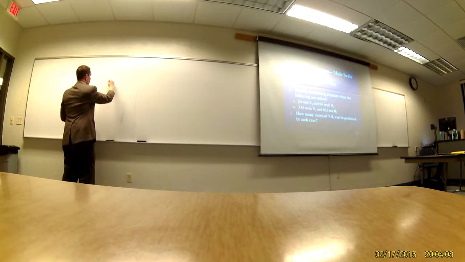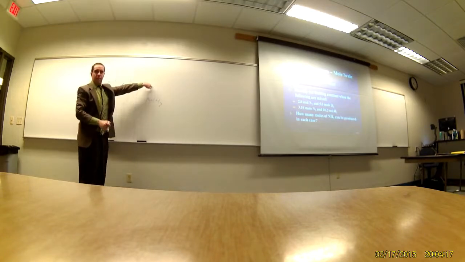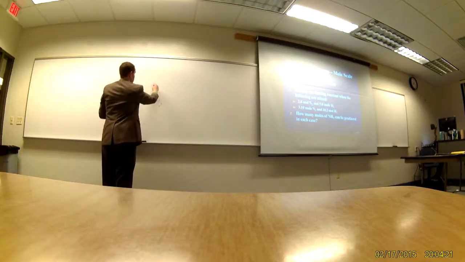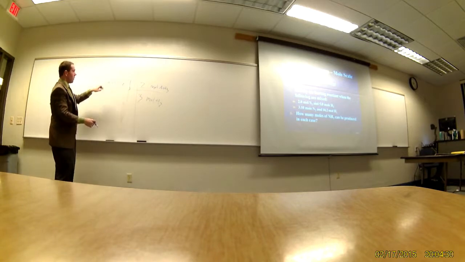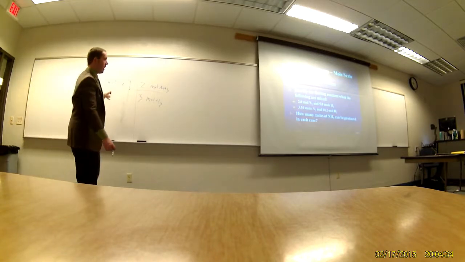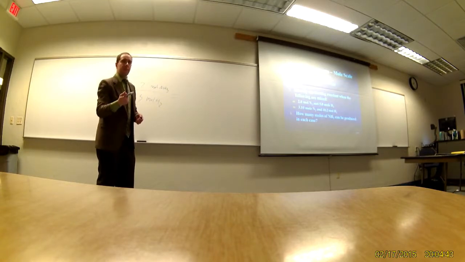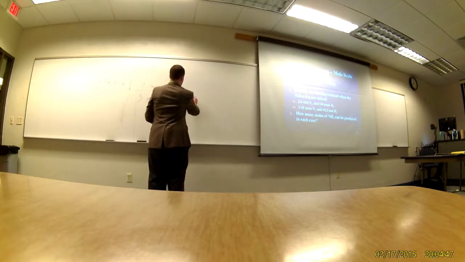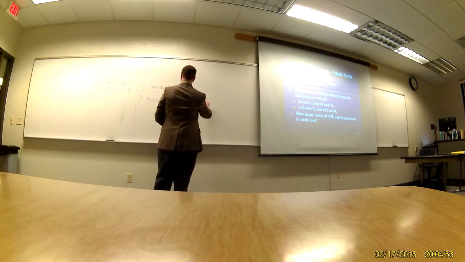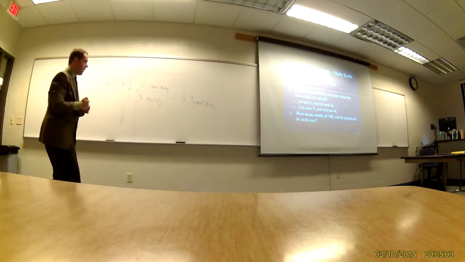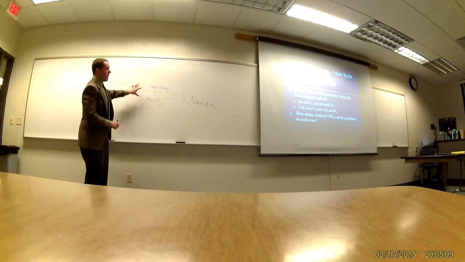So we have 5.0 moles of hydrogen. What's my unit going to be here? 2 moles of NH3. My coefficient here is 2, coefficient here is 3, so it's 2/3 of 5. That is how much NH3 I can make. What is 2/3 of 5? 3.3.